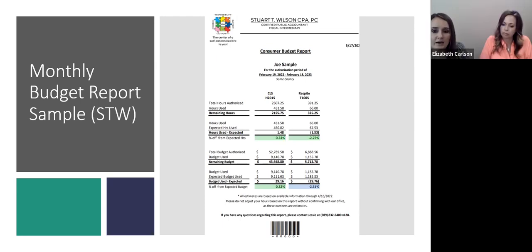So the first one that we have has dollars on it as well. If you start at the top, it has the authorization period. Then you go down and it has the codes that you're authorized for, the total hours authorized, and then the hours used through the date at the bottom. On this one, the hours would be used through 4/16. Then you have the hours used versus the expected hours used.